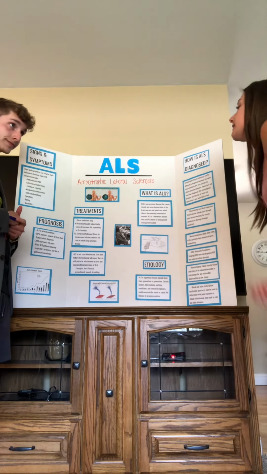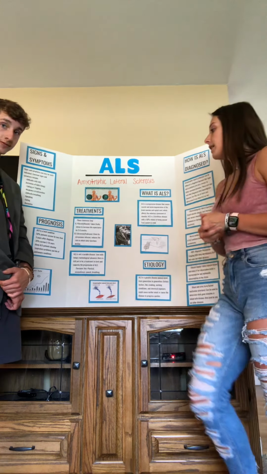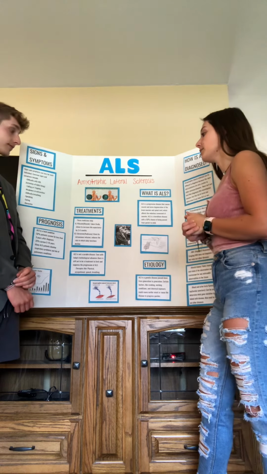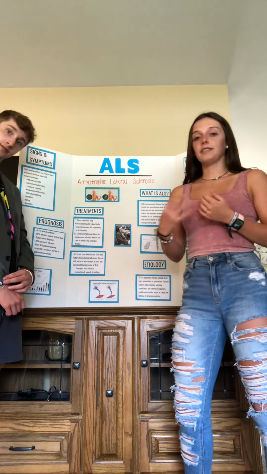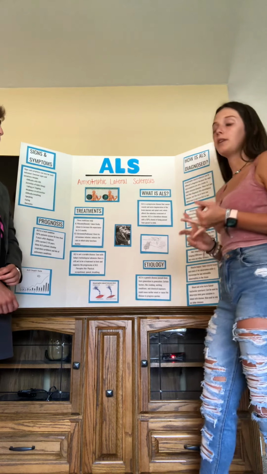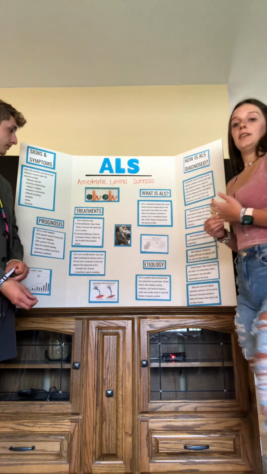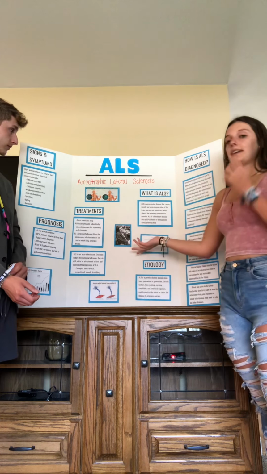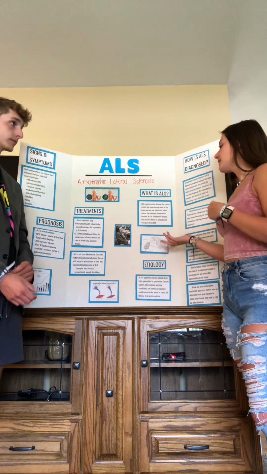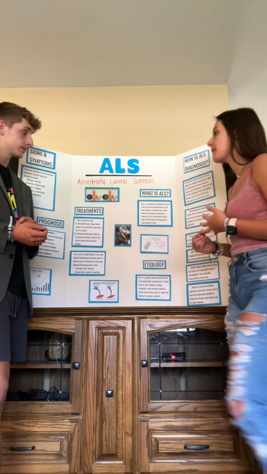So the prognosis, it's a fatal condition, so if you have the disease, you're going to die within a certain amount of time. 50% of patients die within 3 years of being diagnosed. 20% survive 5 to 10 years after being diagnosed, but many patients develop respiratory issues and pulmonary conditions, which then result in death. So right here we have an image of Stephen Hawking, who's probably the most well-known ALS patient. He was a super famous physicist and mathematician, and he made lots of advancements in the science world.